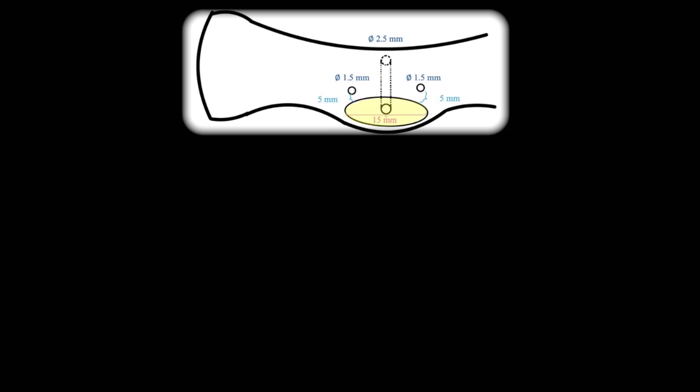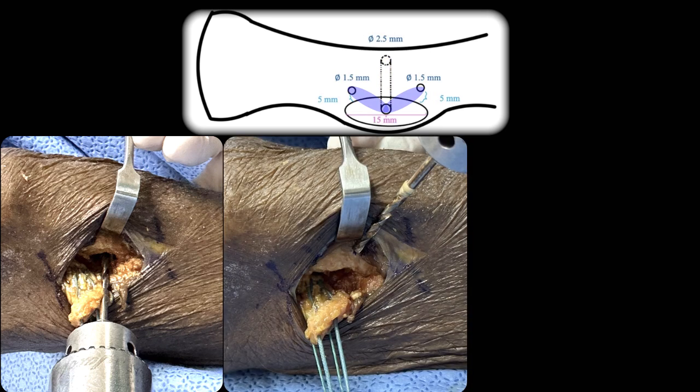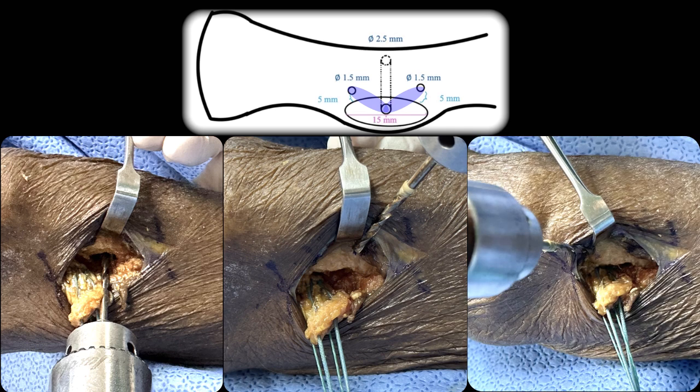A high-speed burr is used to create a socket about 1.5 cm long in the longitudinal axis. A 2.5 mm drill is used to create the outer bone tunnel from the center of the bone socket and exit at the opposite side of the radius in a slightly anterior direction. A 1.5 mm drill is used to create 2 bone tunnels at the proximal and distal level of the bone socket. The exits of the bone tunnels stay approximately 5 mm medial to the bone socket border.